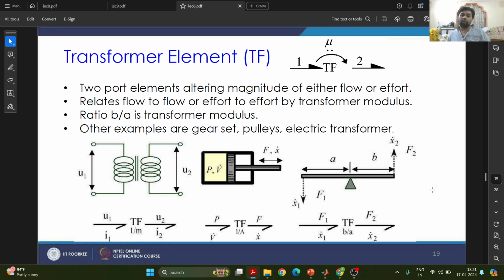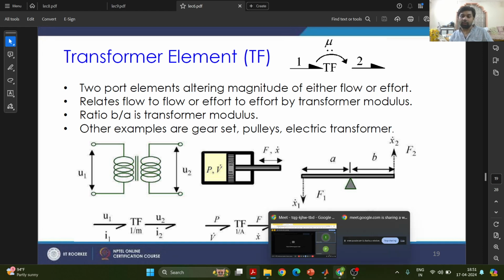Okay, okay, because... and here it's like trying to turn the beam about that beam. So in that sense, the transformer modulus is b by a. Okay, so does that answer your question? Yeah, that is now clear, got it.